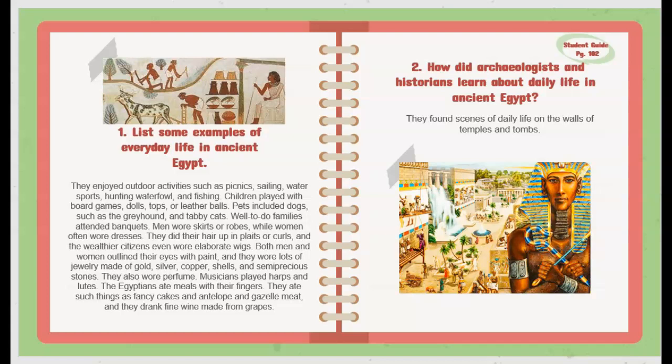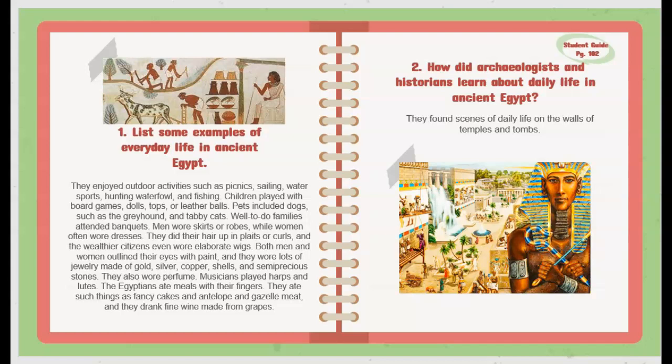Both men and women outlined their eyes with paint and wore lots of jewelry made of gold, silver, copper, shells, and semi-precious stones. They also wore perfume. Musicians played harps and lutes. The Egyptians ate meals with their fingers. They ate such things as fancy cakes and antelope and gazelle meat, and they drank fine wine made from grapes.